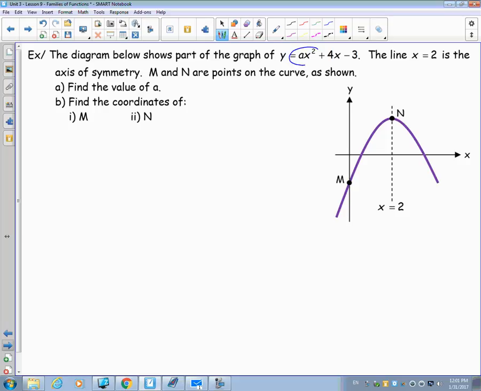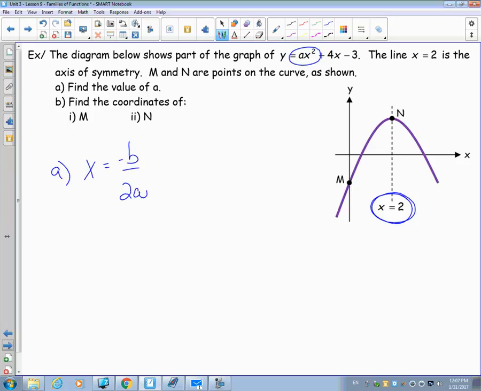Well, we're not given a, right? We have to find that out. How can I do that not knowing the zeros or the vertex or even any points on the graph? All I know is the axis of symmetry. But that's a really powerful thing, because we know the axis of symmetry can be found by using this little formula, negative b over 2a.